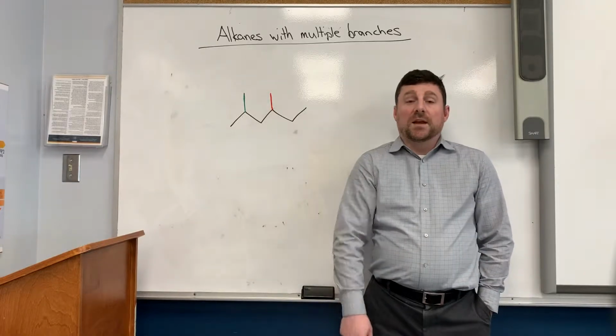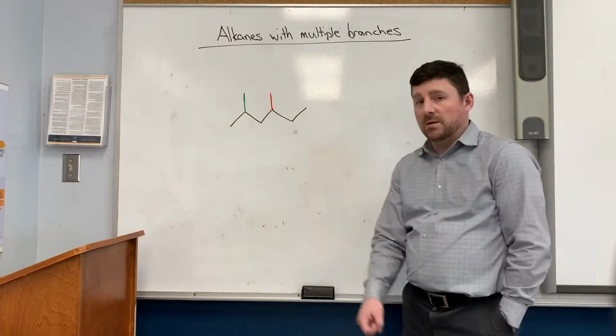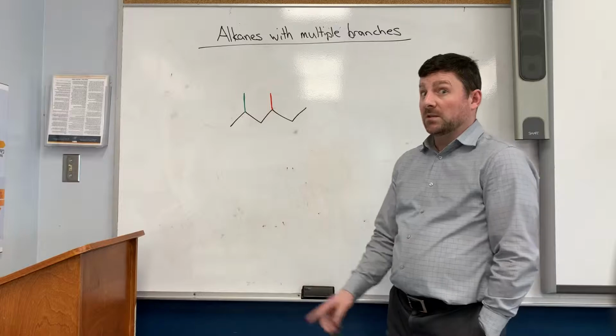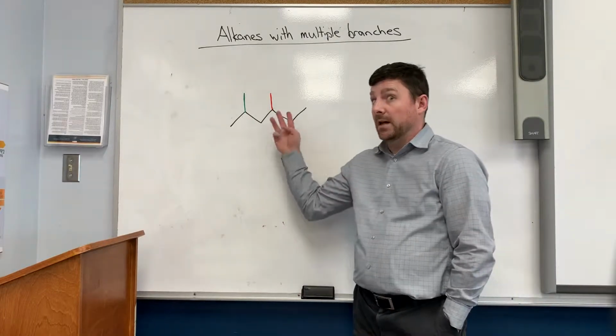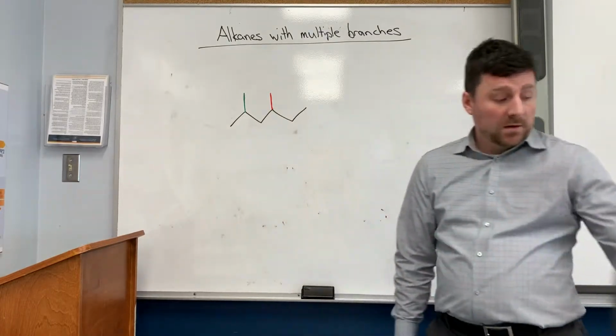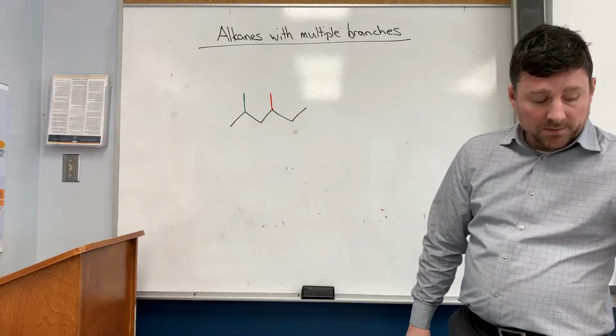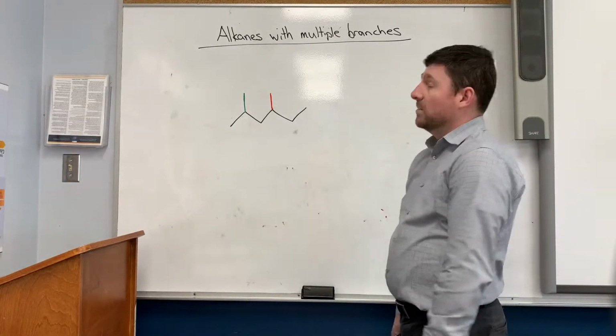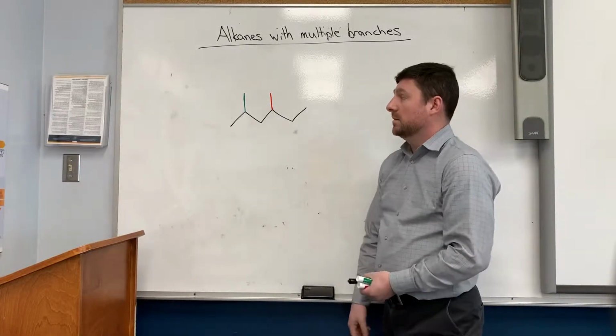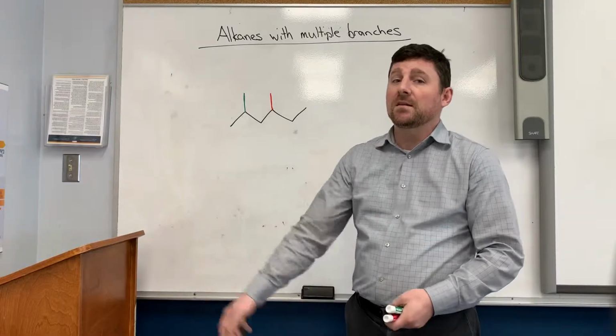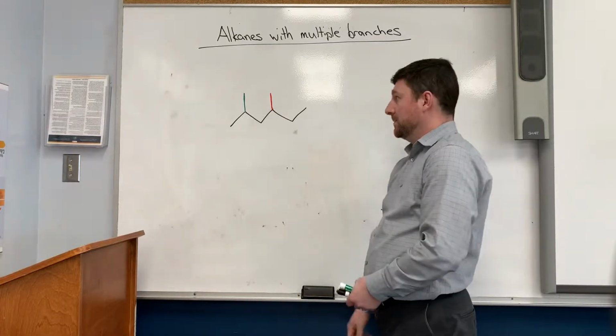This is the organic ISP video series number 4. As you can see on the board, we're now into 3 colors. We've got black, red, and green, because we're going to be dealing with multiple branches now. So just keep adding a layer of complexity with each lesson.